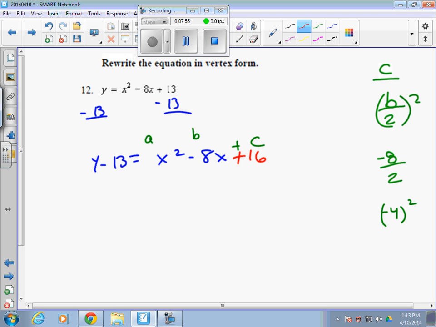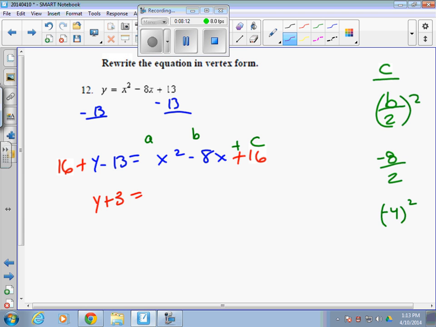So if you add 16 on the right, you have to add 16 to the left. So y minus 13 plus 16 is going to give you y plus 3 on the left when you put those two together. And then you want to separate the perfect trinomial on the right.